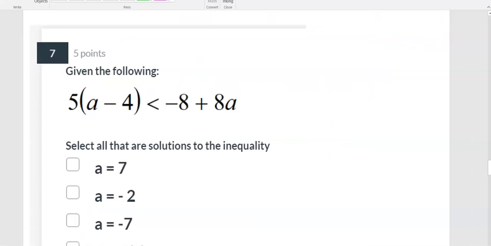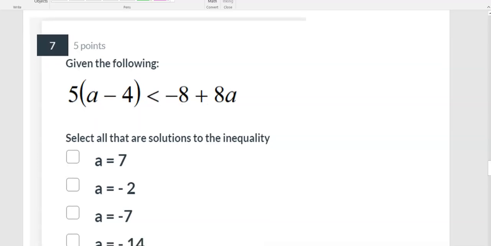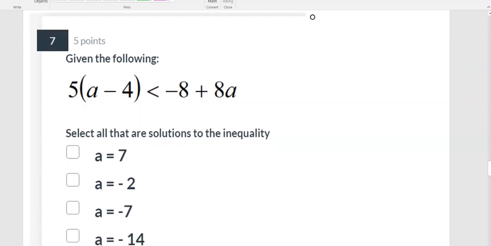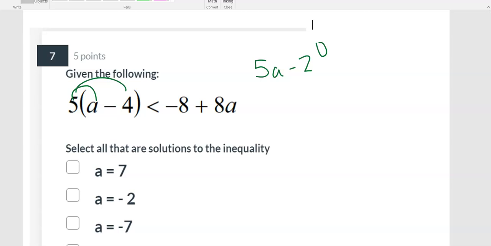All right, now this one was an inequality, and they were asking us to pick all of the answers that were actually solutions to this. So it gives me a little bit more to look at, but I would just solve this inequality. I've got this 5a to distribute. That's going to be 5a minus 20 is less than negative 8 plus 8a. Now I just got to finish solving this inequality. Combine like terms if there are. There are no like terms on the left or the right, but I can get my variable to one side, so that'll be my next step.